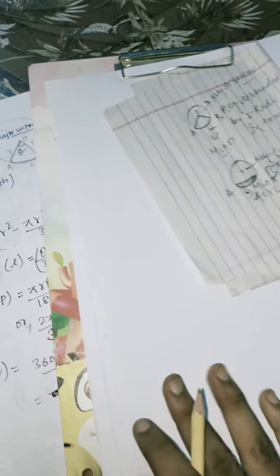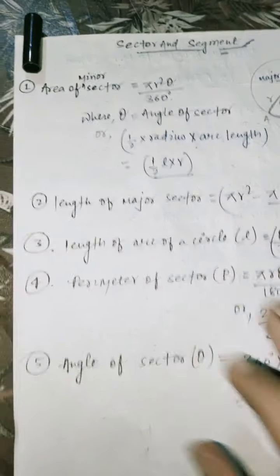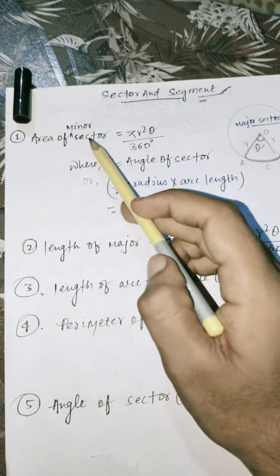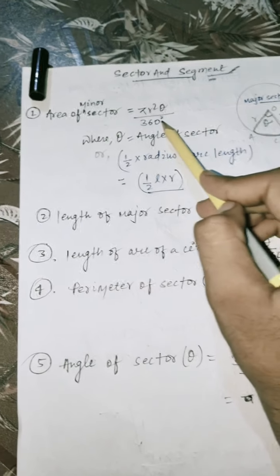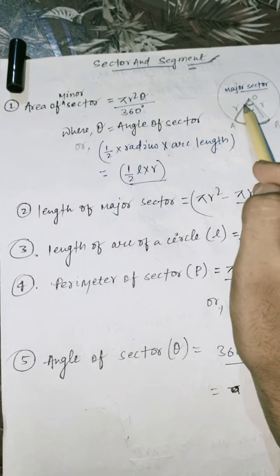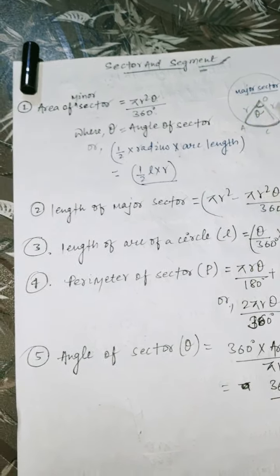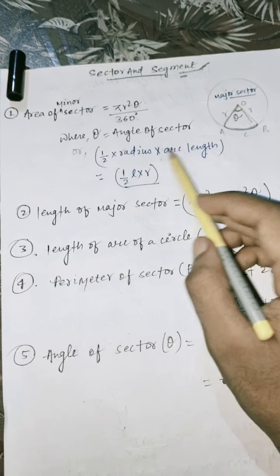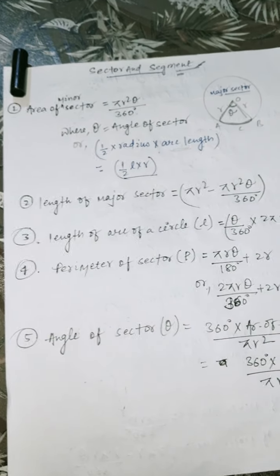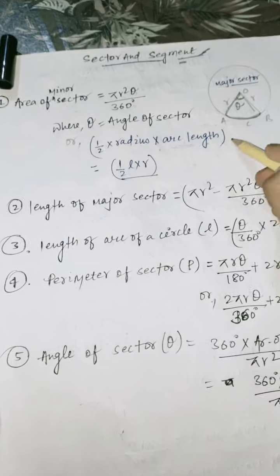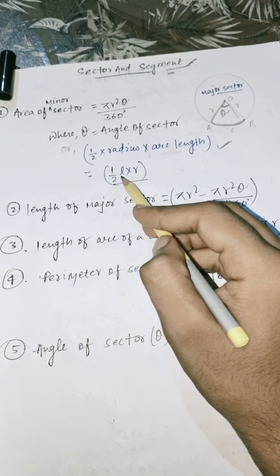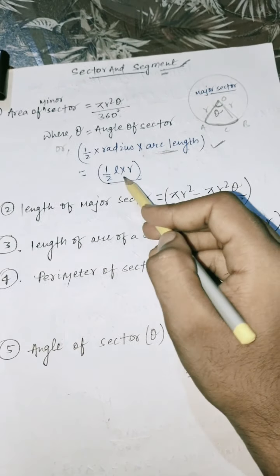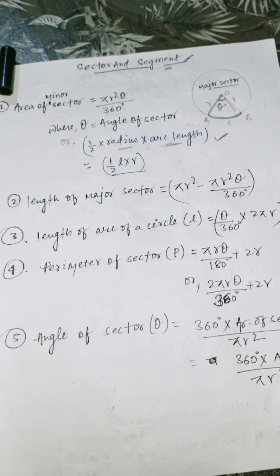Okay. Now let us proceed towards the formula. The formula for calculating the area of minor sector is equal to pi r square theta by 360 degree, where theta is the angle of sector. The alternative formula is 1 by 2 into radius into arc length. If arc length is given, we can calculate the area of sector by using this formula. In short, this is written as 1 by 2 into L into R, where L is the arc length and R is the radius of the circle.